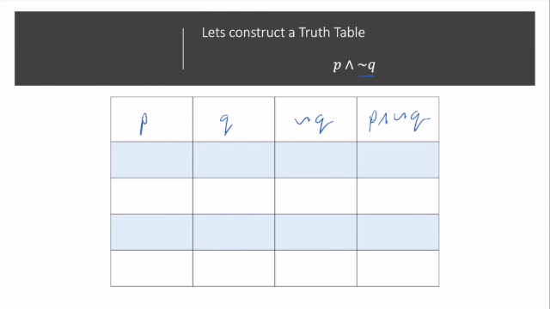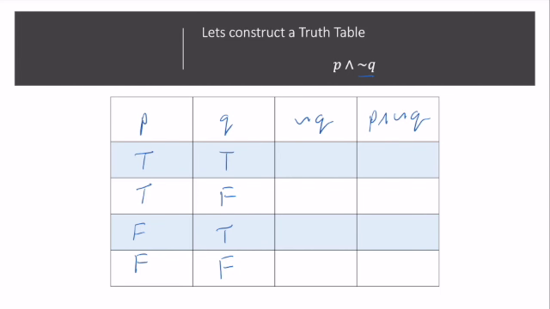So P has true, true, false, false. Okay, how did I know that it was going to be true, true, false, false? So here I have two simple statements. So I know that it has to be true for each value of Q and false for each value of Q. So I did two T's, two F's, and then TF, TF.